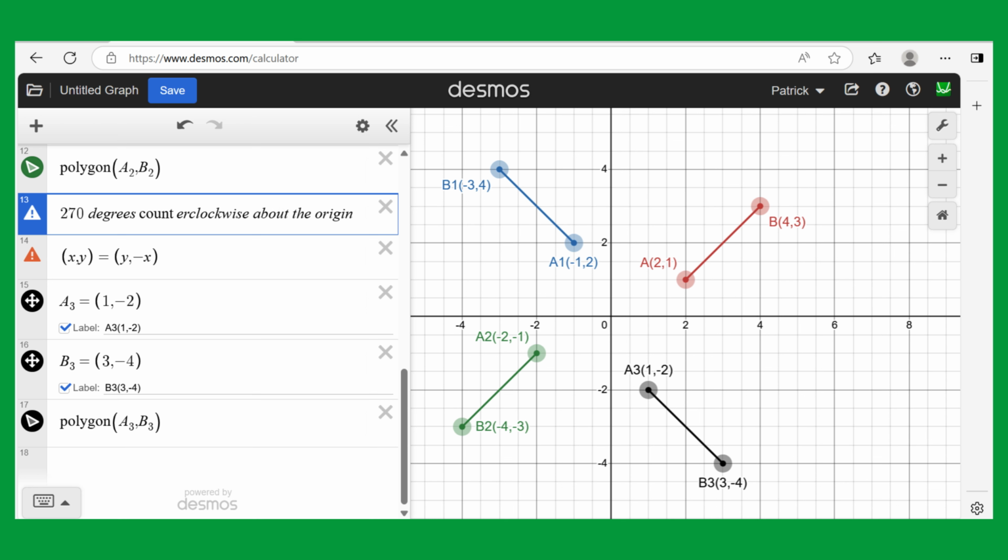Point B at (4, 3) becomes B' at (3, -4). So, the rotated segment A'B' now has points (1, -2) and (3, -4). This moves the figure 3/4 around the origin in a counterclockwise direction. These rules are fast and efficient, but remember, they work only for rotations around the origin.